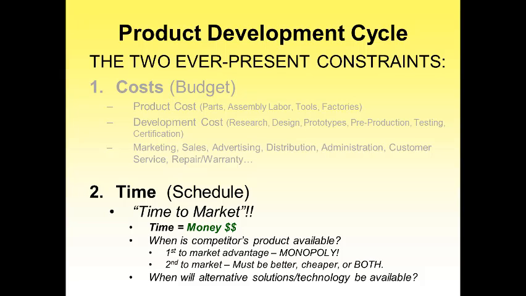Sometimes we're working on products where a whole new way of doing things is down the line. And so, again, the sooner we bring out our last generation of something, the more money we'll be able to make back by selling more product before a new alternative solution comes along.